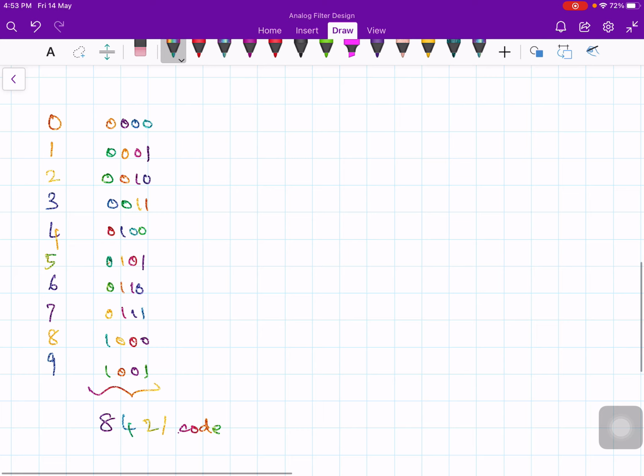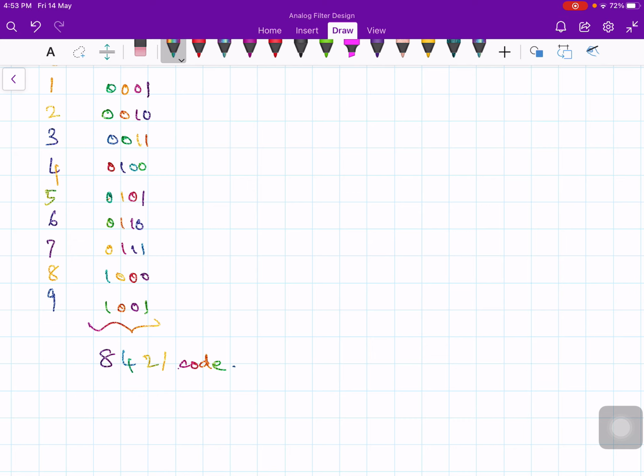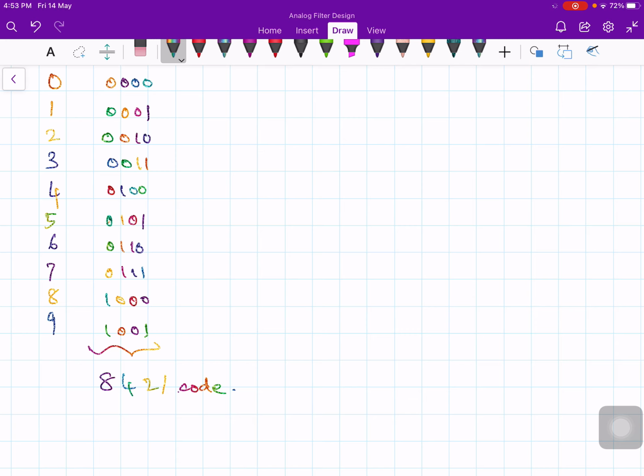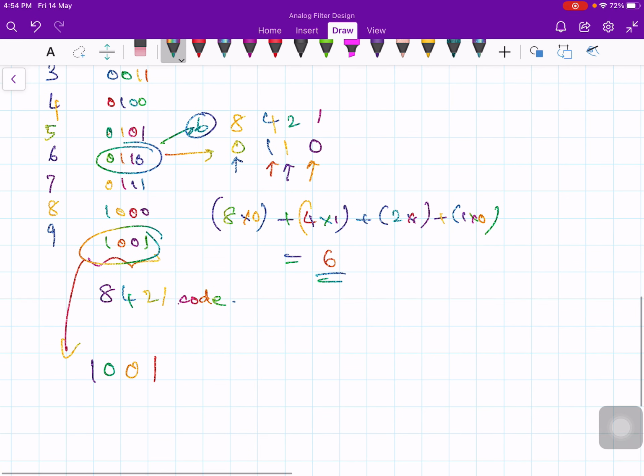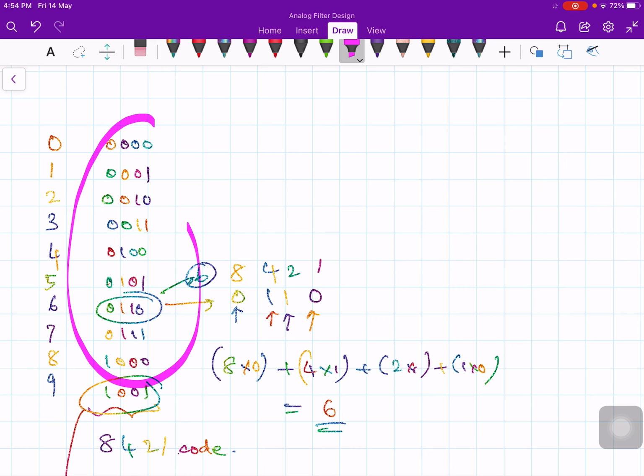And one more name is there for this: 8421 code. Why is it 8421 code? The weightage is 8421. For example, pick any code randomly. This one, 0110, and this is the 8. The weightage of this position is 8, and this has 4, this has 2, and this has 1. Now 8 times 0, plus 4 times 1, plus 2 times 1, plus 1 times 0. If you add all those, you get 6. That's what we mean by 8421 code. You take this 1001: 8 plus 0 plus 0 plus 1, which is 9. So by the way, this representation is called 8421 code.